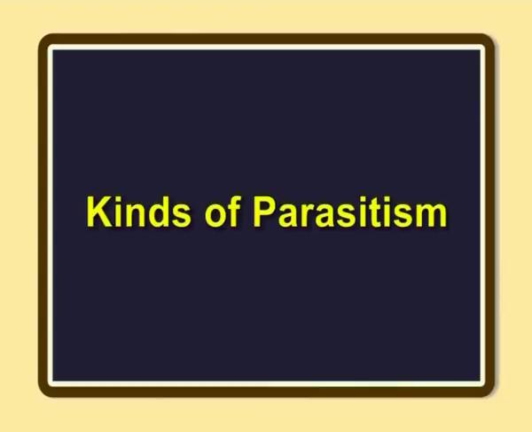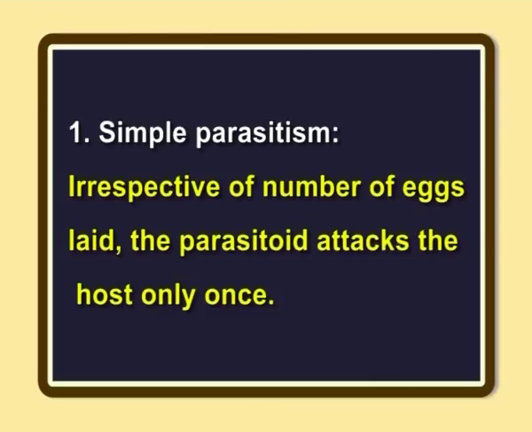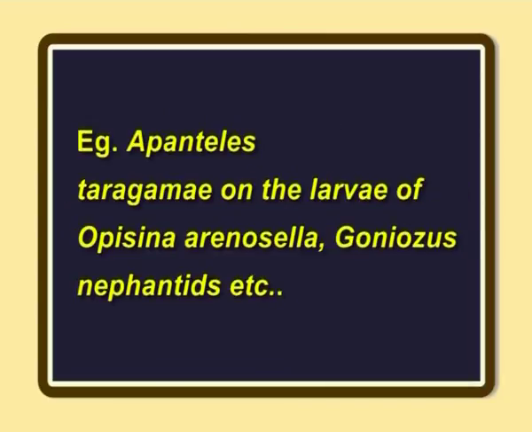Kinds of parasitism. Simple parasitism: irrespective of number of eggs laid, the parasitoid attacks the host only once. Example: Apanteles taragamae on the larvae of Opisina arenosella, Goniozus nephantidis, etc.